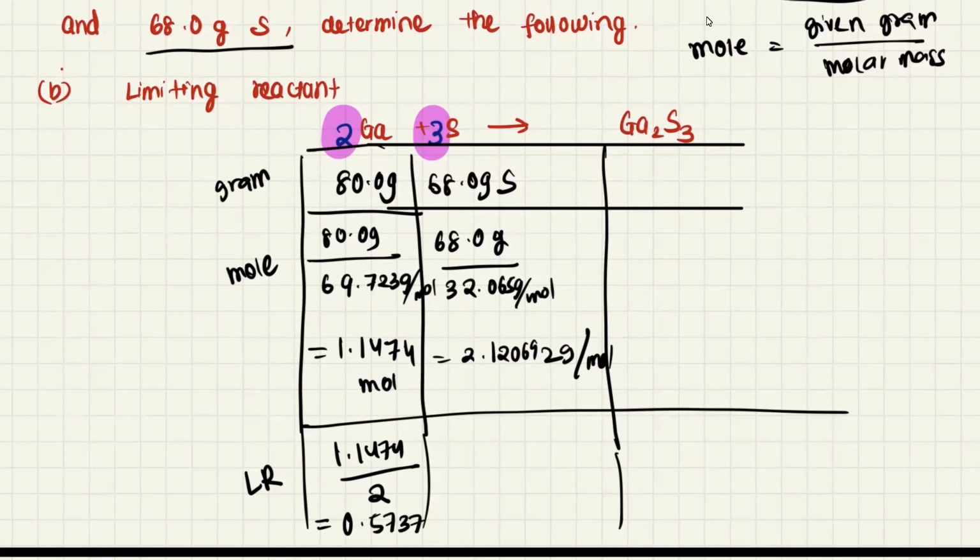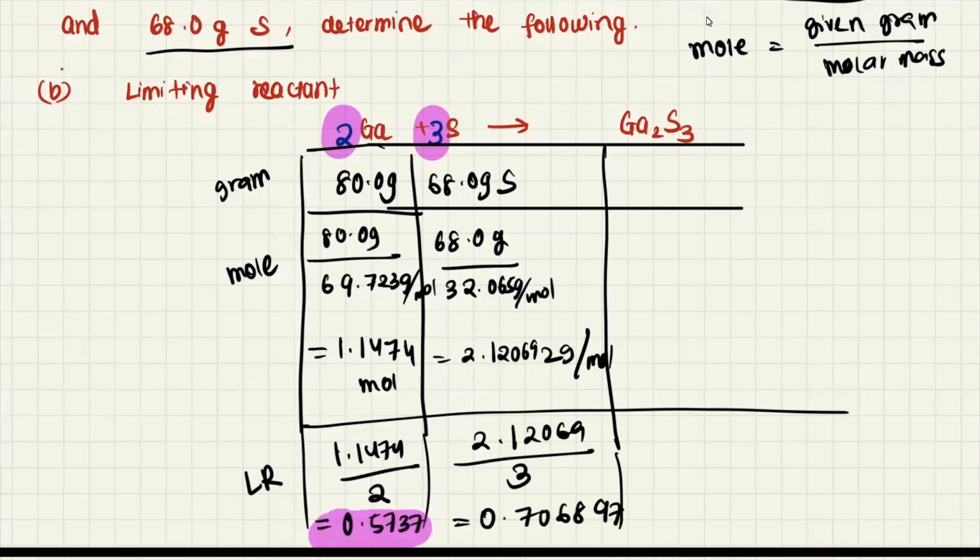And for the sulfur, we have 2.12069 divided by 3. Why 3? Because you can see there is a 3 in the coefficient. So 2.12069 divided by 3, we have 0.706897. So now we choose the one that is lower. In this case, this one is lower. So that means our gallium is the limiting reagent.